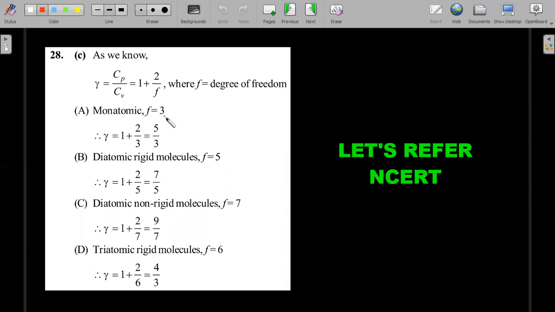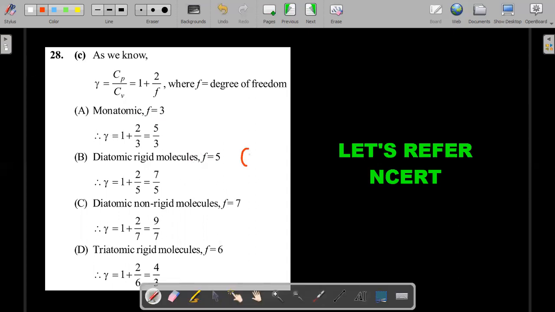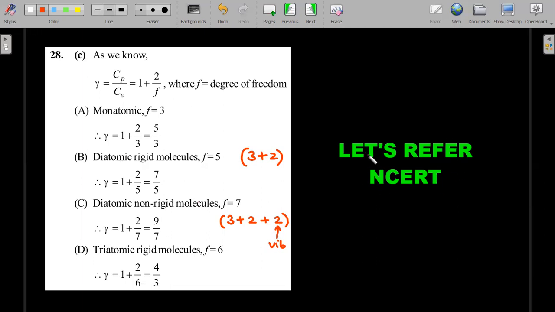So monatomic gas is 3, diatomic rigid one is 5, which is 3 plus 2: 3 degrees of translational freedom and 2 degrees of rotational freedom. Whereas for diatomic non-rigid molecules, it is 3 plus 2 plus 2 more degrees of freedom for vibrational degrees. I'll explain this also when we go to the next page, where I'll take up the reference of NCERT to discuss this.